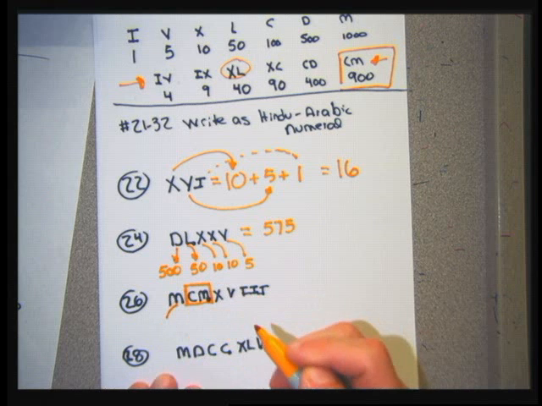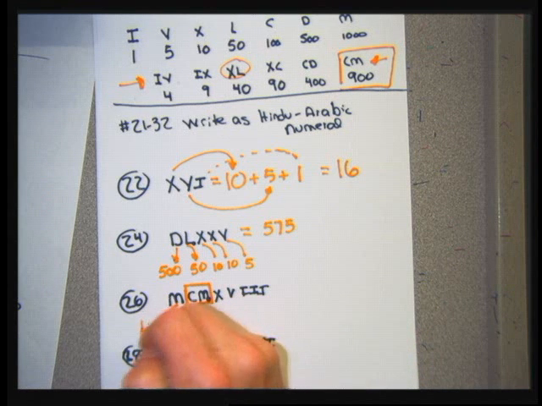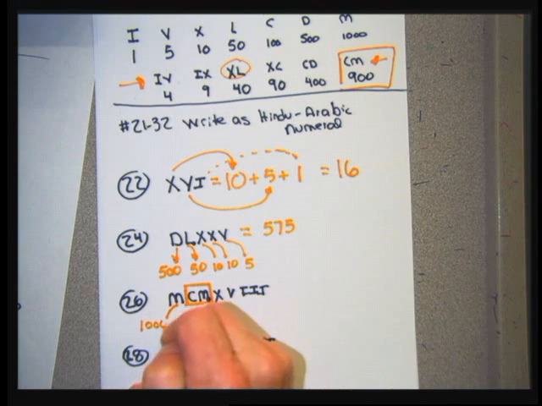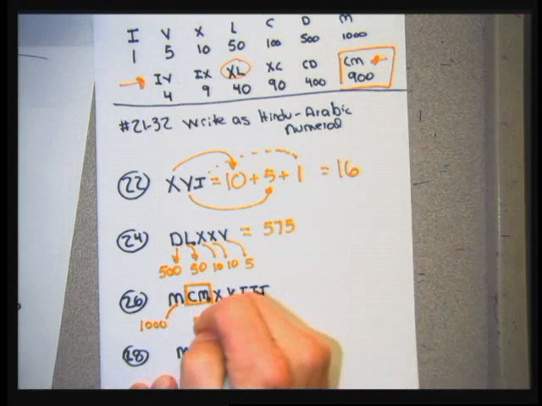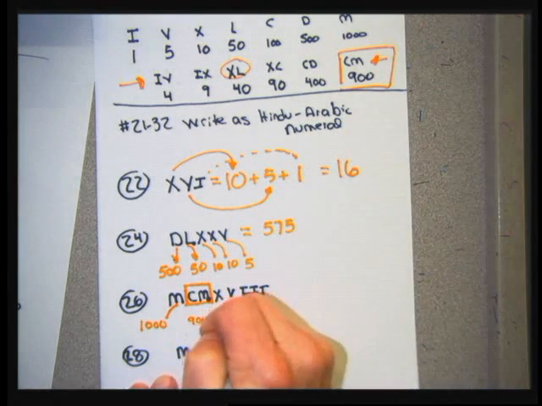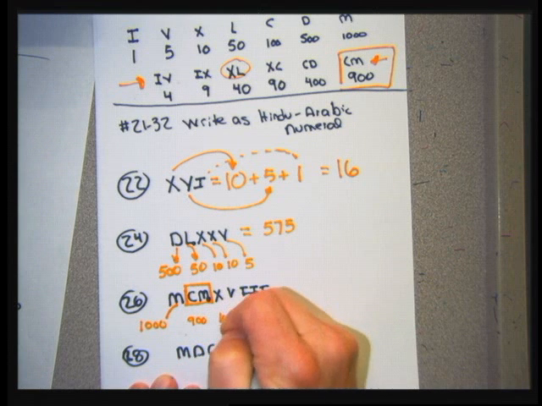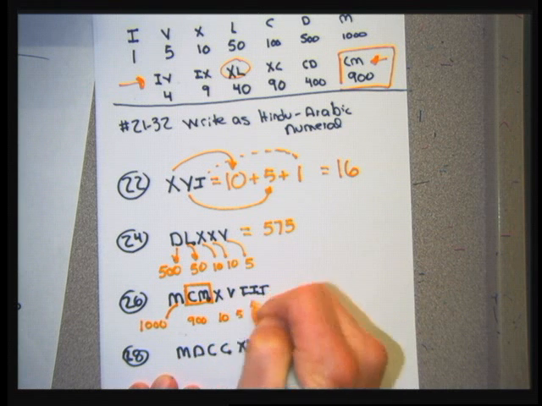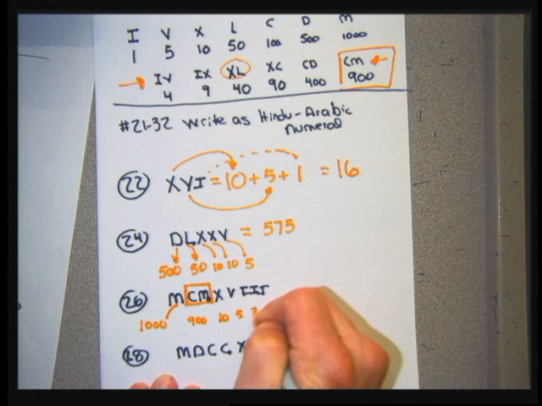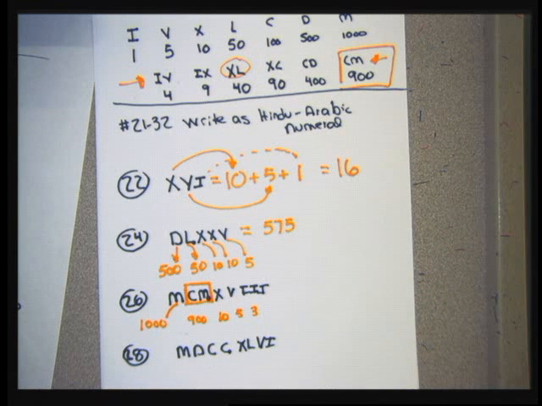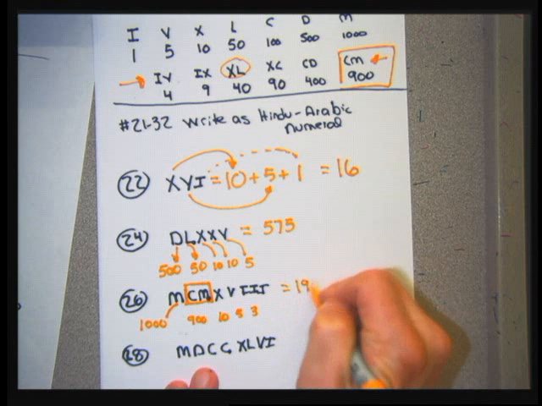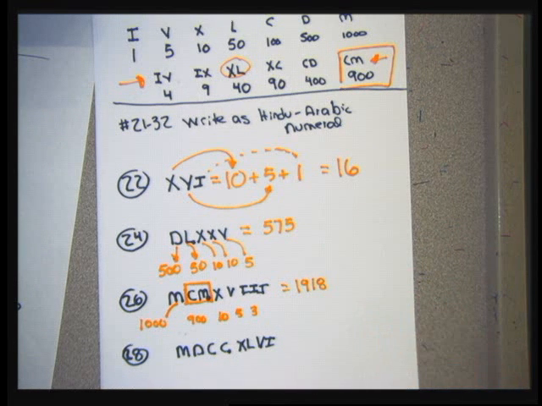Now I'm going to write what each number represents. M represents 1000, CM represents 900, X represents 10, V represents 5, and III is 3. I'm just going to add those numbers together. So 1000 plus 900 is 1900, plus 10 is 1910, plus 8 is 1918. So that would be like the year 1918 if you wanted it in Roman numerals.